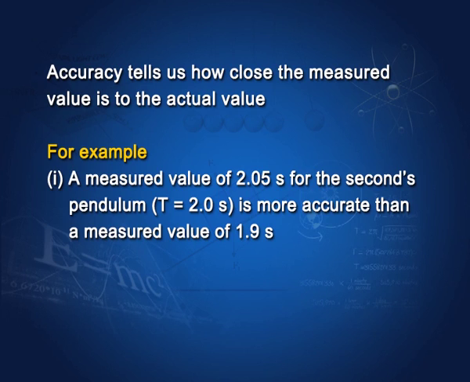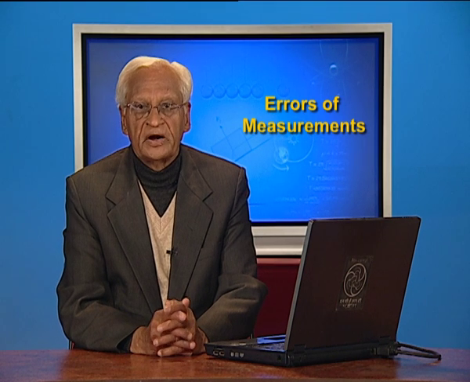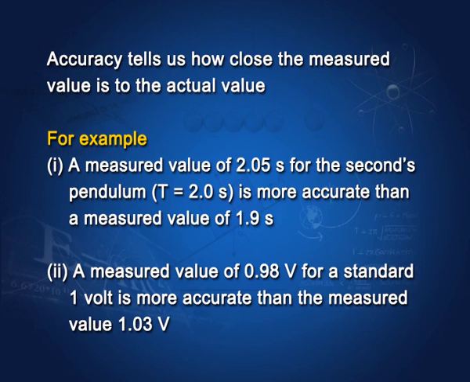1. You know, a second's pendulum has a time period equal to 2.0 seconds. A measured value of 2.05 seconds for the second's pendulum is more accurate than a measured value of 1.9 seconds. You can see the difference between 2.0, 2.05 and 1.9, and you can see that 2.05 is more accurate. Second example, a measured value of 0.98 volt for a standard 1 volt is more accurate than the measured value 1.03 volt. Once again, you can see why I am saying so.